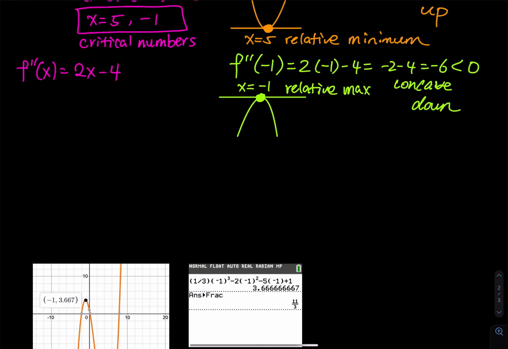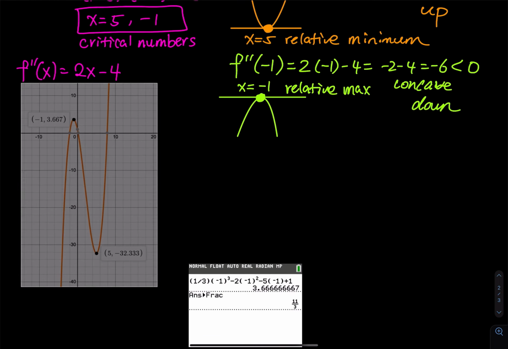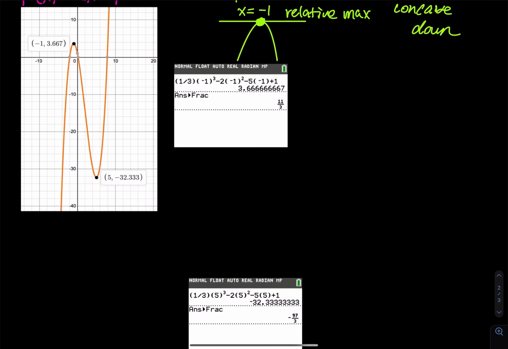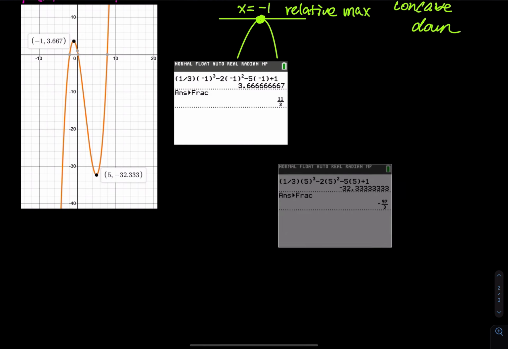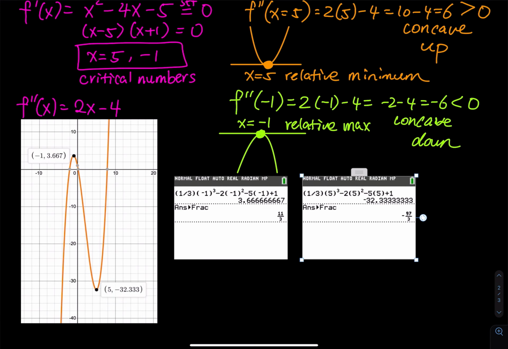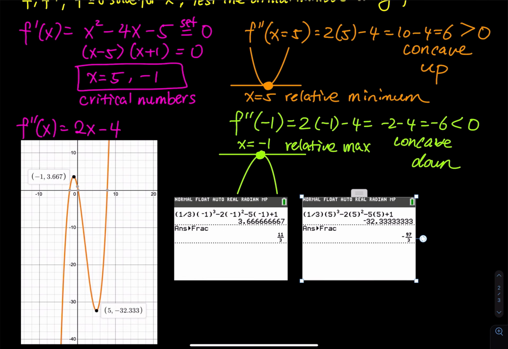Okay, so let me give you the picture. The picture is down here. Let me push this picture up, and let me push these two screens up, because I want to discuss something in the graphing calculator. In this picture, do we agree that when x is equal to negative 1, we have a maximum, and when x is equal to 5, we have a minimum? So how do we find the 3.66 and the negative 32? You have to plug it into the original function.